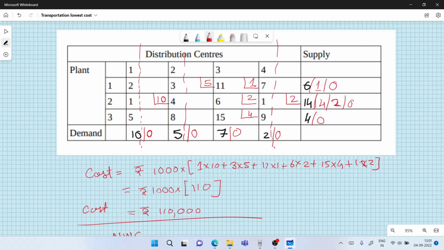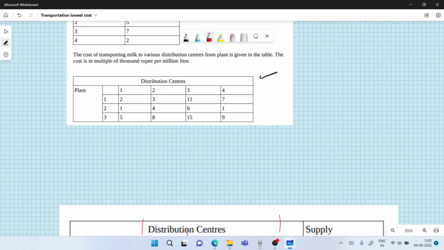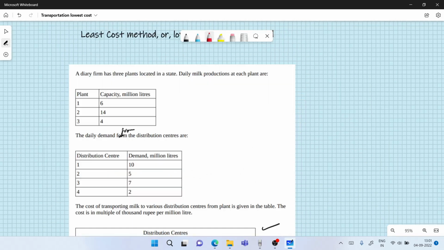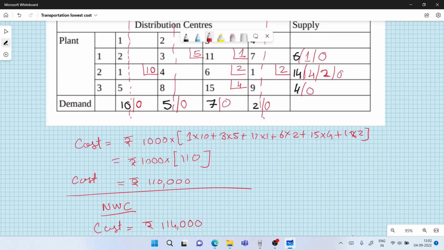So that was all about how do we solve the problem using least cost method or the lowest cost entry method. Hope you have gained something from this lecture, and I'm sure about it.